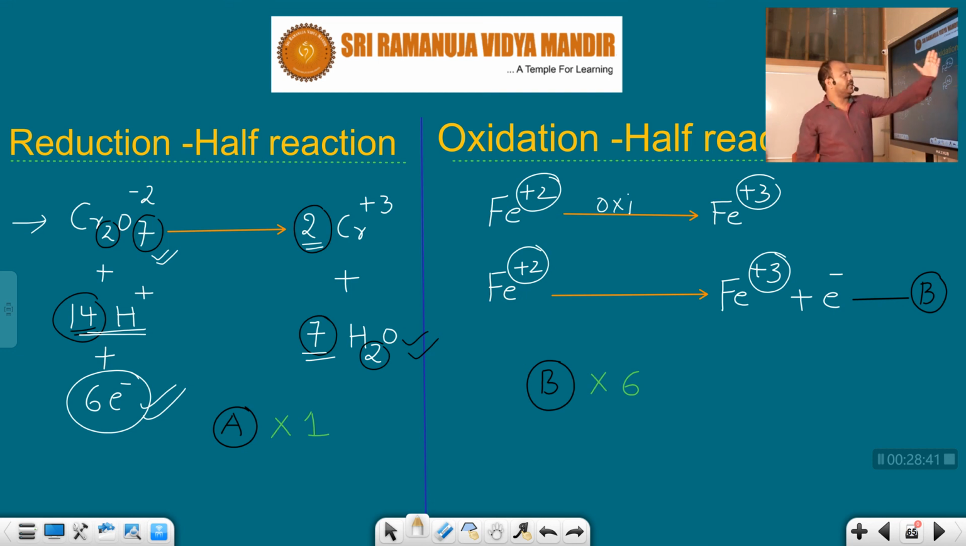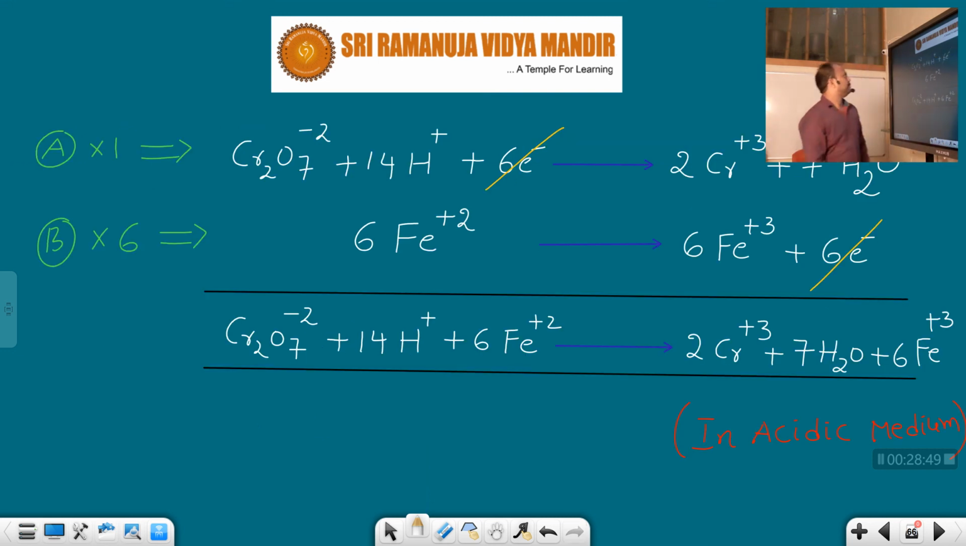So we have to write the oxidation reaction. We have to balance the oxidation reaction. We have to balance the reduction reaction. After that, we will add the oxidation reaction as well as the reduction reaction.